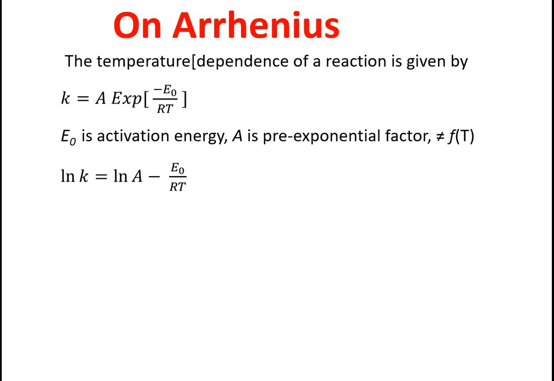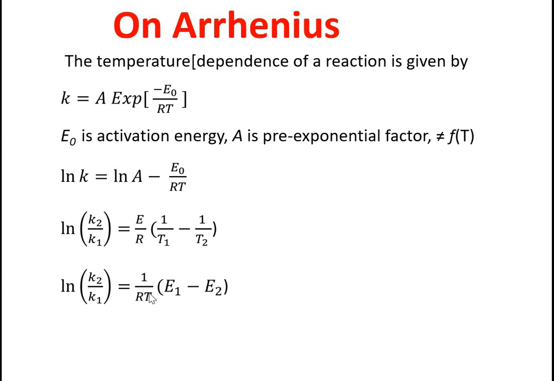So the equation, if you take log, looks like this, and if you change the temperature from T1 to T2, assuming that A and Ea are temperature independent, then of course the rate constants will vary and the equation looks like this. But suppose the temperature is constant and the activation energies are different, maybe because of the presence of a catalyst, etc. In that case too, the rate constants will change and the equation would look like this. We get all this from the first initial equation.